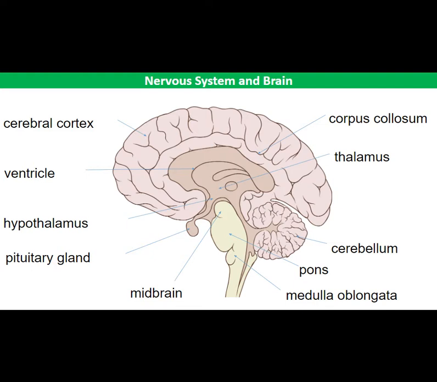The medulla oblongata controls breathing, heart rate, and blood pressure, and reflex actions such as vomiting and sneezing. The midbrain is involved in the control of visual and auditory systems and also controls body movement. The pituitary gland produces hormones that control growth, sexual development, and metabolism. And the hypothalamus is responsible for homeostasis, control of body temperature and osmoregulation, and also secretes hormones.